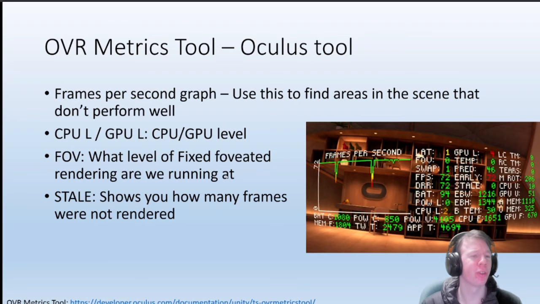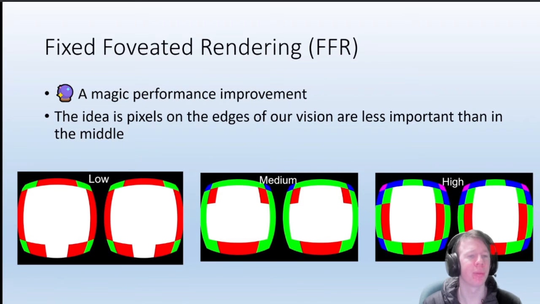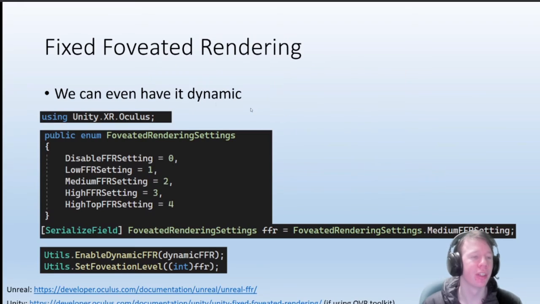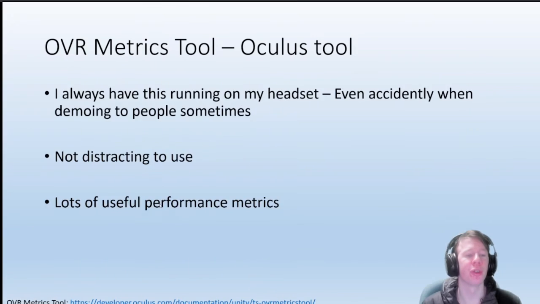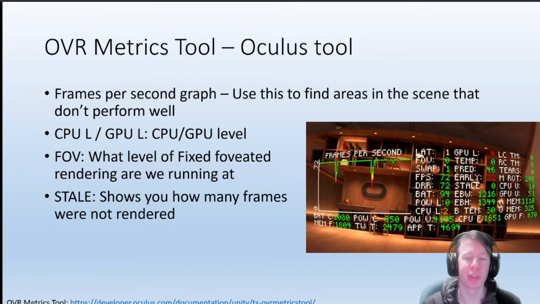FOV shows you what level of fixed foveated rendering you're running at. When we went over this slide, you can also set fixed foveated rendering to dynamically change depending on how fast the game's running. So if your game's running super fast, then it won't even render it low. It'll just render the whole headset. You can see that these values are 0, 1, 2, and 3. They also have a 4, but I don't recommend ever using that. It's super overkill. You can see this value here. It's currently set to 0, so fixed foveated rendering is not on.